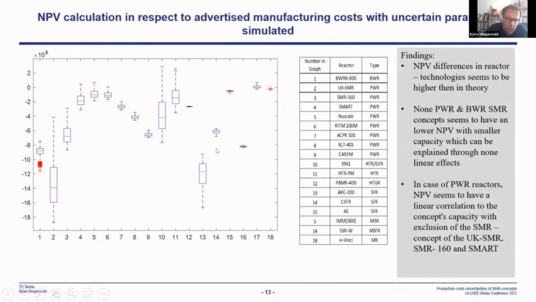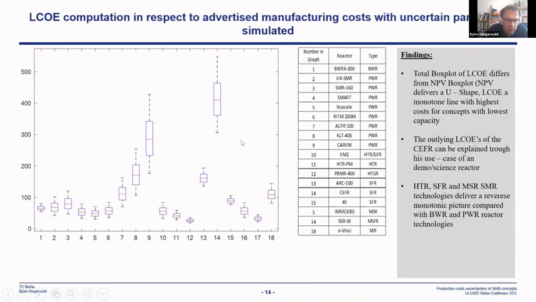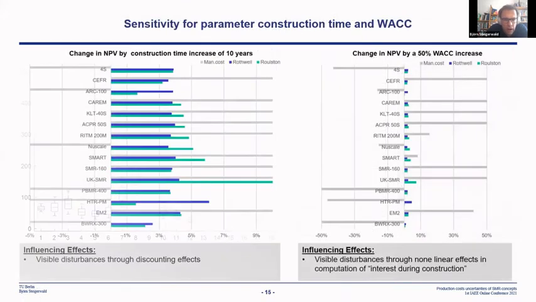So we also had our data set for the manufacturing costs. The manufacturing costs advertised by the manufacturers, showing this box plot for the NPV, nearly the same picture for the PWRs. You will have a monotone form with a little bit of exception for 4, 5, and 6. That's our NuScale, ReSim, and ACPR. And the others will also be a little bit the other way. Again, the LCOE computation there.